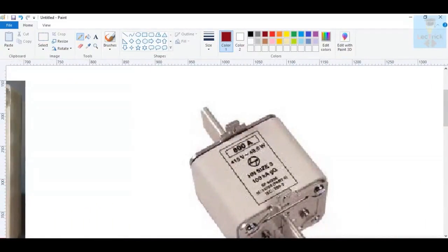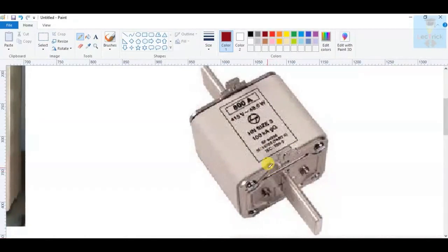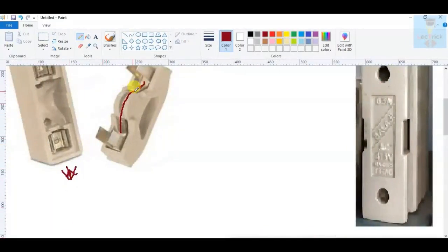So you can see this is an HRC fuse, high rupturing capacity fuse. This is used in the more than 600 to 800 amps range, or the kilo amps range. There is no need to replace it. Here, once the fuse wire melts, you need to replace it with a new fuse wire.